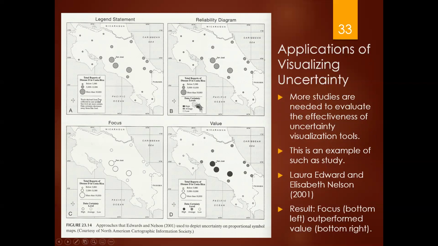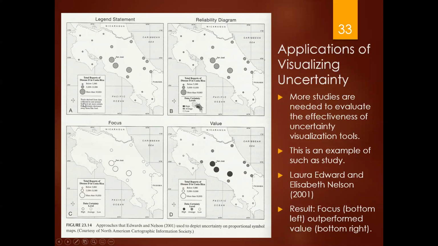Okay, let's say what they are. The first method: total reports of disease D in Costa Rica. Here, graduated symbols are used to represent the number of cases, right? Circles with different sizes are used to portray different numbers of cases. And here in map A, a text is used to address uncertainty.